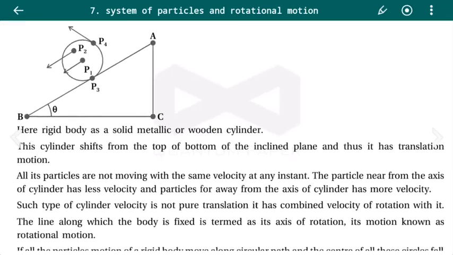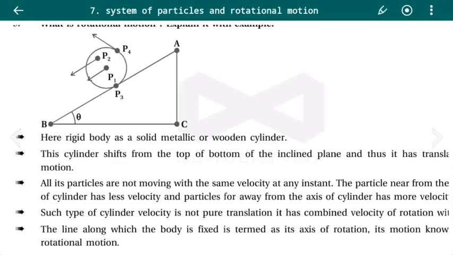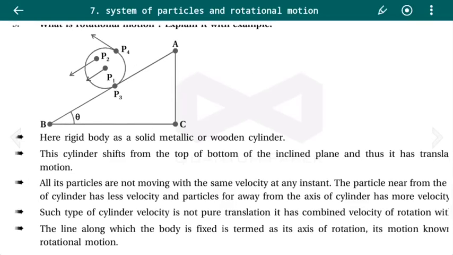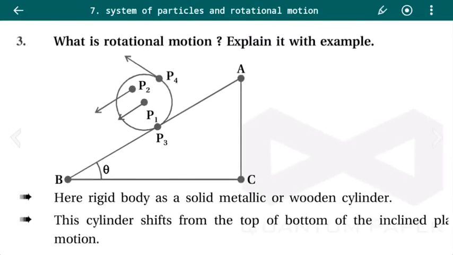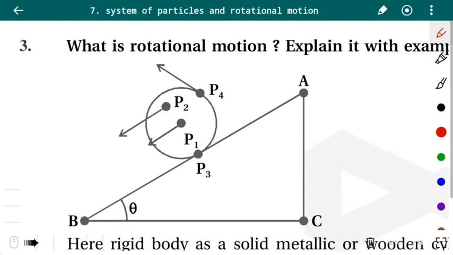The particles near the axis of the cylinder have less velocity and the particles far away from the axis of the cylinder have more velocity. Such a type of cylinder motion is not pure translation, it has a combined velocity of rotation with it. So here we can see that there is a cylinder and that cylinder is rolling down from point A to point B.